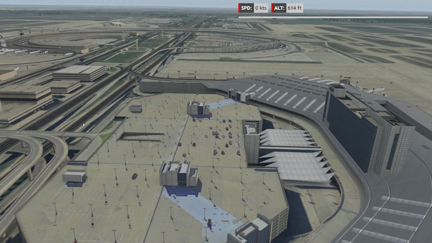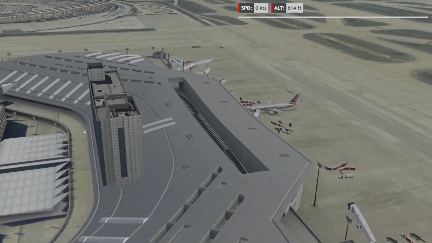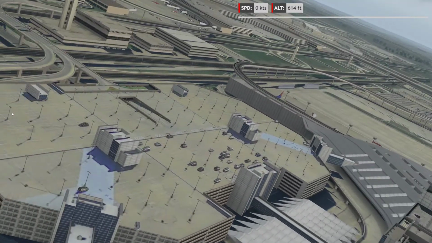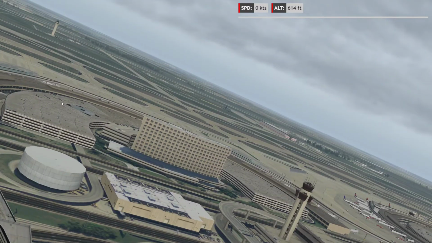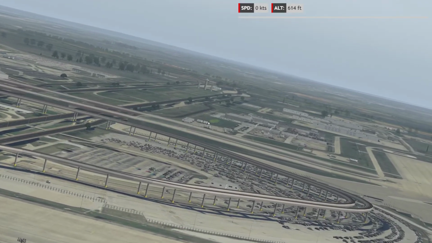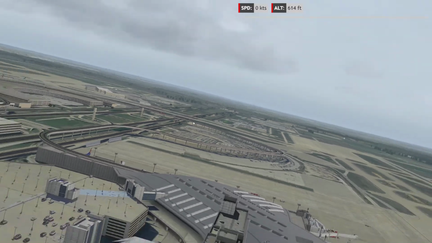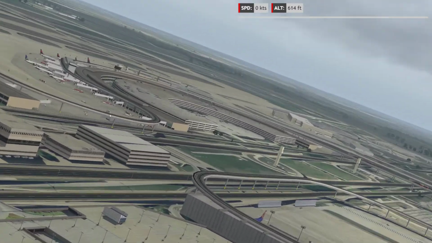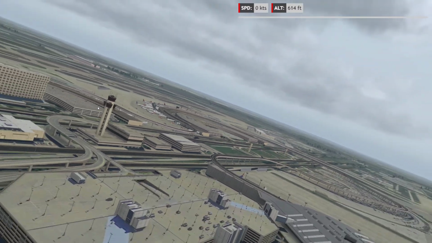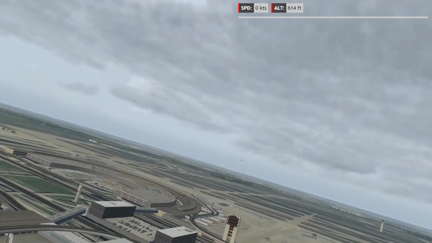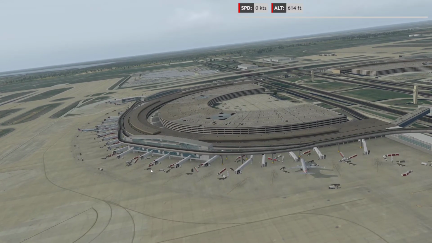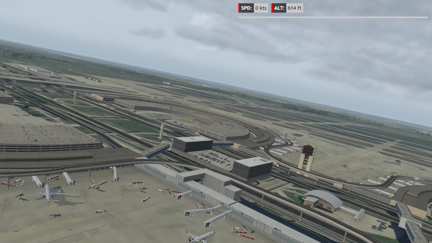Oh, we have a Hyatt hotel over here. And what else do we have? We have lots of car parks, which is very American. And there's nothing there. There's another terminal for Delta and United over there. Yeah, overall, I think this airport is actually pretty well done. Looks really good.